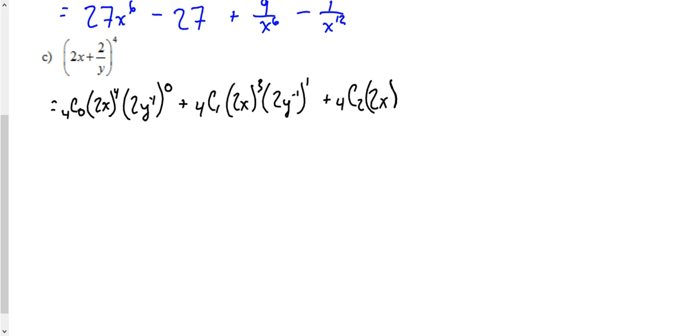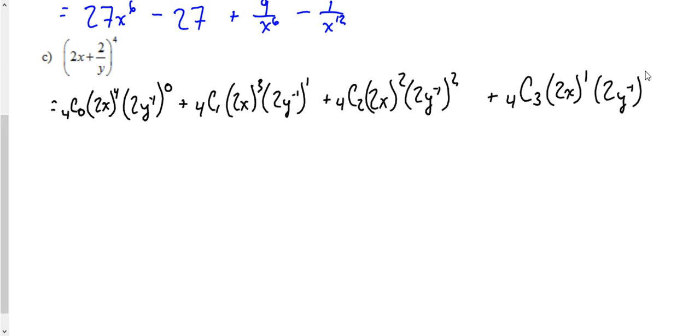plus 4 choose 2, 2x, this time it was squared, and 2y to the negative 1, and this one's also squared. Our next term is 4 choose 3, 2x to the exponent 1, 2y negative 1 exponent 3. And I ran out of space, so I'm just going to write it right below here. So I'm going to add on a 4 choose 4, that's 2x exponent 0, and 2y negative 1 exponent 4.